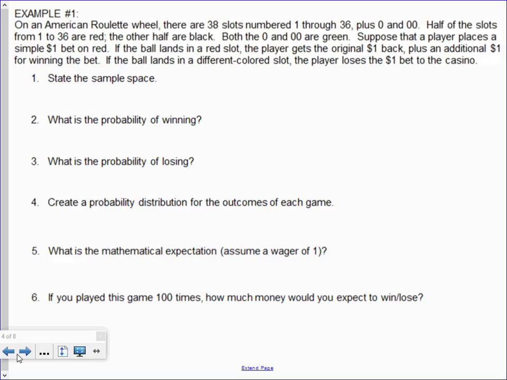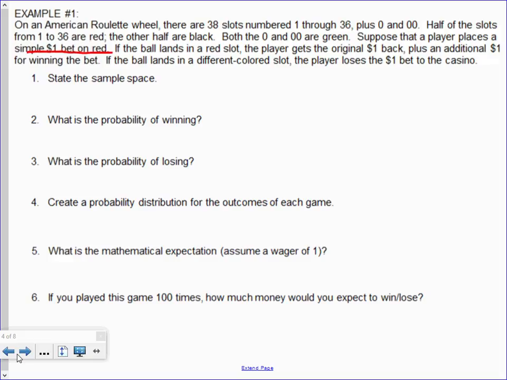They are numbered 1 through 36, and then there's also a 0 and a double 0. Half of the slots from 1 to 36 are red, the other half are black. The 0 and double 0 are green. Suppose that a player places a simple $1 bet on red.